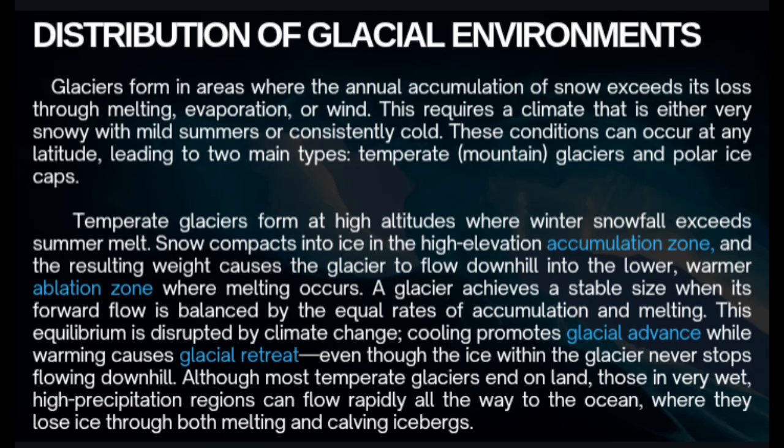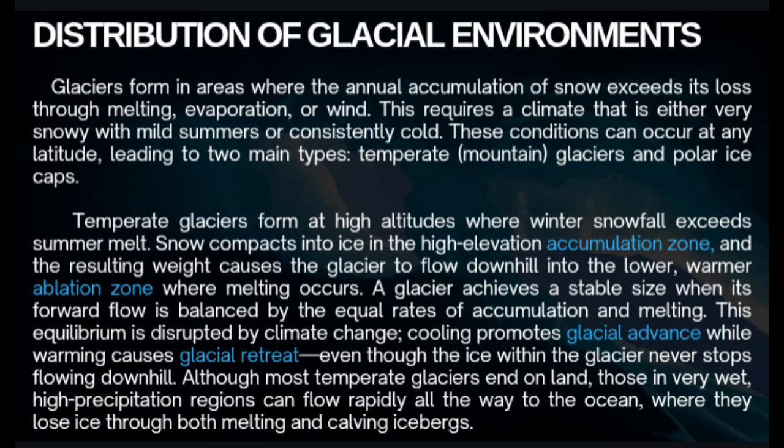Temperate glaciers form at high altitude where winter snowfall exceeds summer melt. Snow compacts into ice in the high-elevation accumulation zone, and the ablation zone is where melting occurs. A glacier achieves a stable size when its forward flow is balanced by equal rates of accumulation and melting. This equilibrium is disturbed by climate change. Cooling promotes glacial advance, while warming causes glacial retreat.